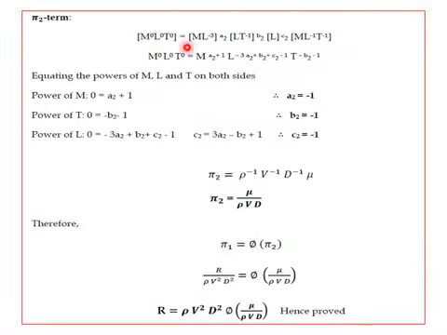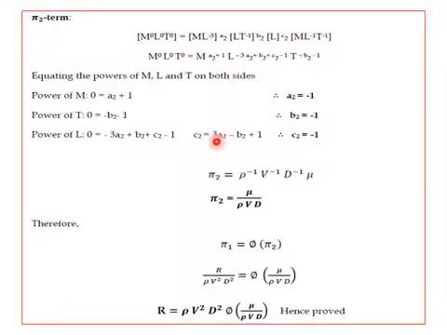Like this we can write for the pi 2 term. Again the pi 2 term is written with the same dimensions raised to the power of a2, b2, c2. Now for M it is a2 plus 1, similarly for L, minus 3a2 plus b2 plus c2 minus 1, similarly for T, minus b2 minus 1. Equating the powers for M, a2 plus 1 is 0, so a2 is minus 1. Similarly for T, minus b2 minus 1 is 0, so b2 will be minus 1. Similarly for L, minus 3a2 plus b2 plus c2 minus 1 is 0.